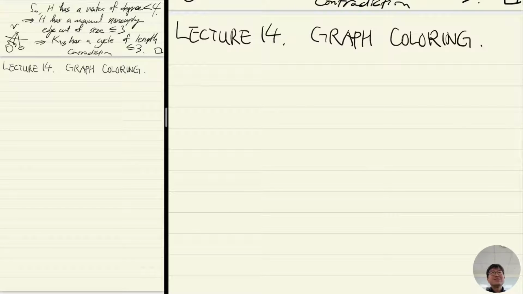All right, so this is the beginning of the new chapter on coloring graphs. Okay, so the first topic is vertex coloring.